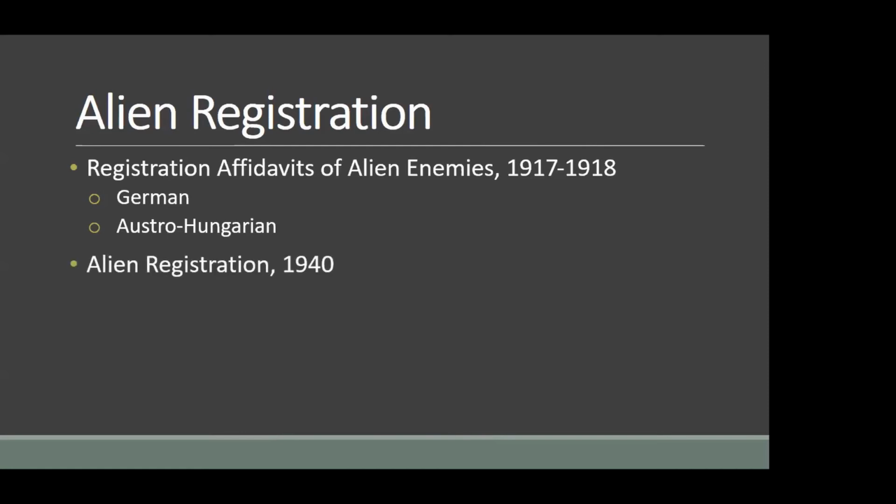And then in 1940, beginning in August, there was the Alien Registration Act, where those aliens age 14 and older had to be fingerprinted and recorded at their local county courthouse.